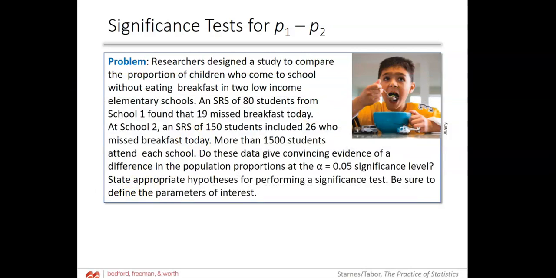Researchers designed a study to compare the proportion of children who come to school without eating breakfast in 2 low-income elementary schools. A simple random sample of 80 students found that 19 missed breakfast today. At school 2, 26 out of 150 missed breakfast today. There are more than 1,500 students, so I'm saying it's a large school. Do these data give convincing evidence of a difference in the population proportions at the 5% alpha significance level? State the appropriate hypotheses for performing a significance test. Be sure to define the parameters of interest.